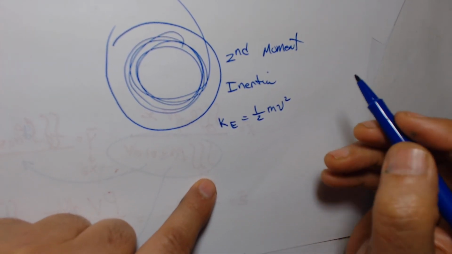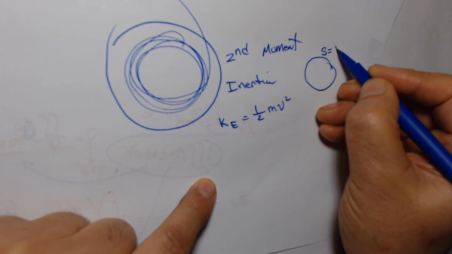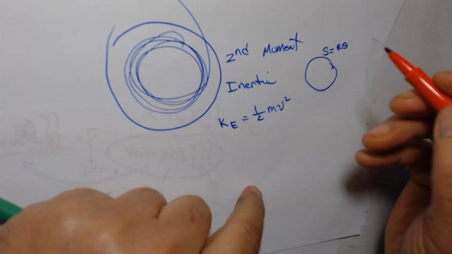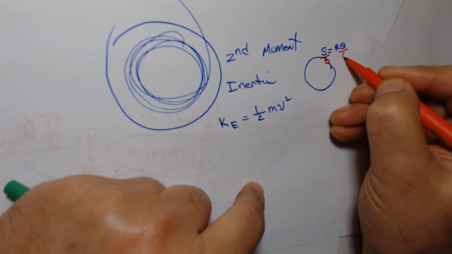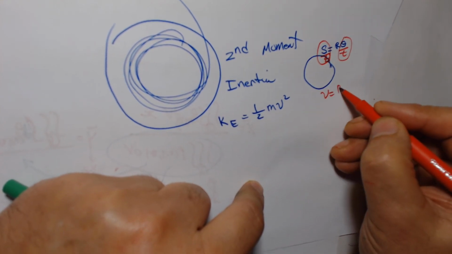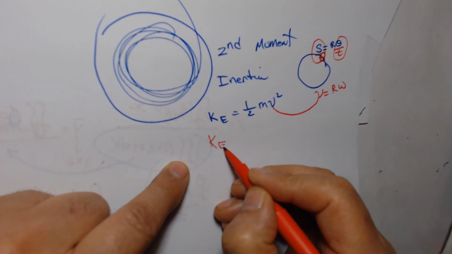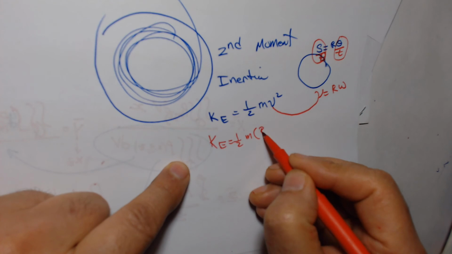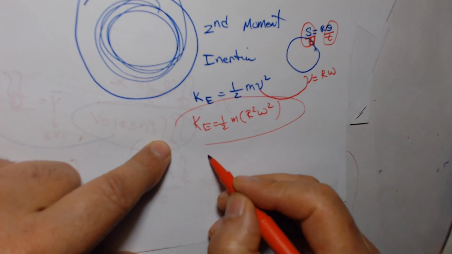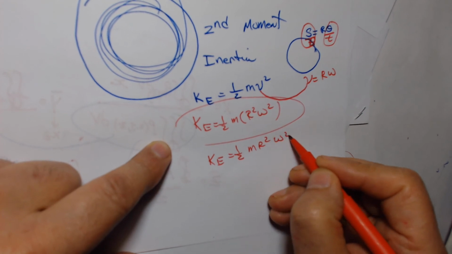And if you are rotating around the circle, your arc length is always r times theta. How can I change this one to a velocity? If I divide both sides by t, s over t is a linear velocity, theta over t is an angular velocity. If I replace that v by r omega, I get r squared omega squared, and that's called the kinetic energy in rotation. That kinetic energy is 1/2 m r squared omega squared.